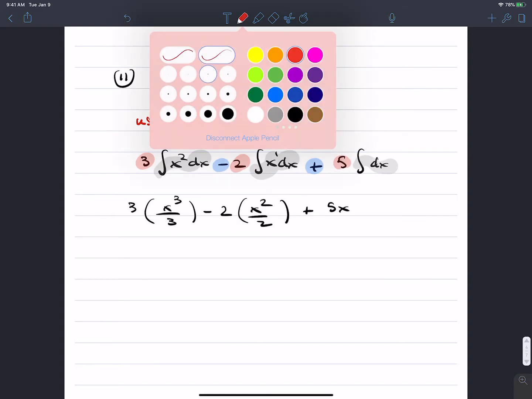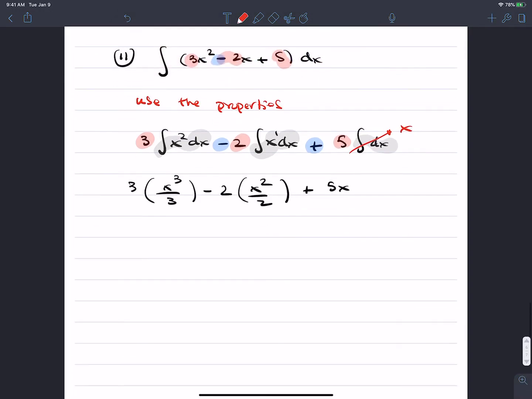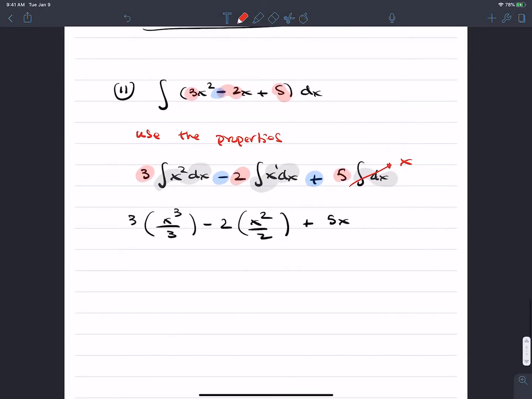Okay, because this integral here is x. Oops. This integral here was 1/2 x squared, right? And this is 1/3 x cubed. So you start to do this in your head, and don't forget you have to add your what? Constant c. So your final answer will be x cubed minus x squared plus 5x plus the constant c.